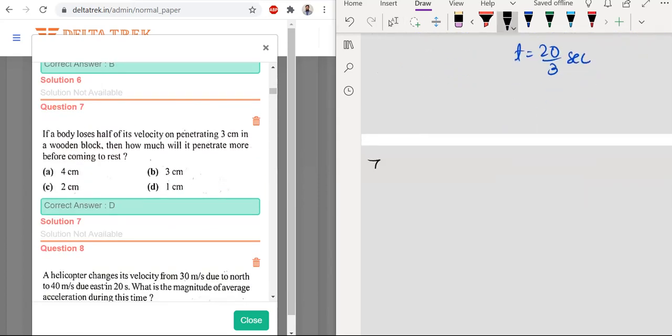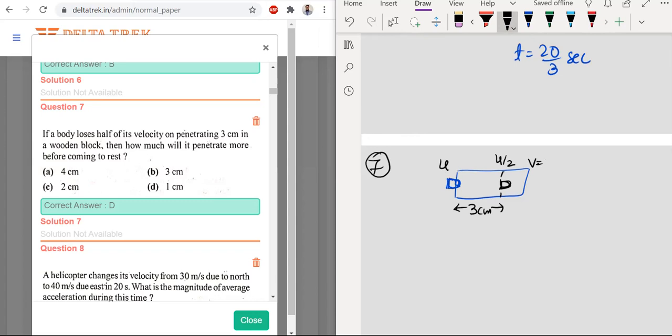Let's see question 7. Number 7 is a bit tricky, but it's a good one. Suppose a bullet is penetrating through an object. A bullet hits a box with a speed of u, and after penetrating 3 centimeter, let's say this is 3 centimeter, the speed has degraded and now it has become u by 2.